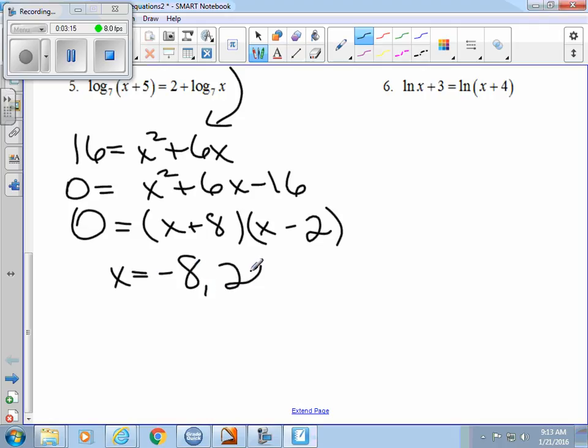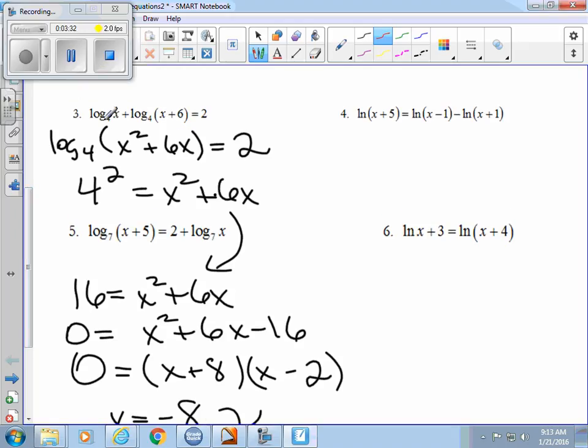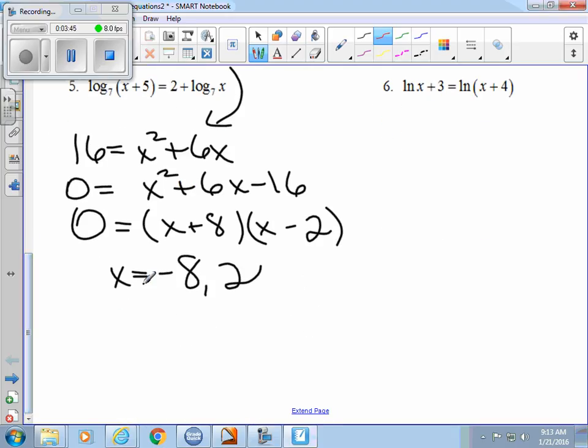Negative 8 and positive 2? Everyone agree with that? Do they both work? Why not? Good. The negative 8 causes a negative inside a logarithm. You try typing log base 4 of negative 8 in your calculator and see what it says. It says error domain or something like that, but it's saying you can't put a negative in a logarithm. So 2 is the only answer. So always check your answers.